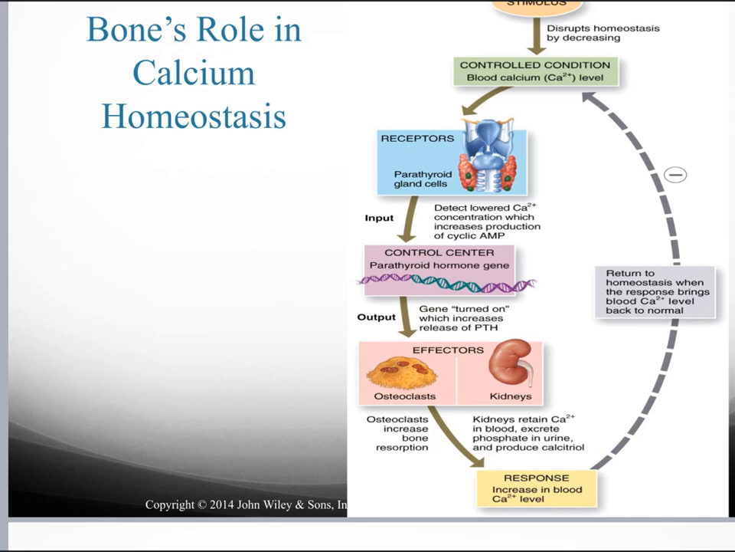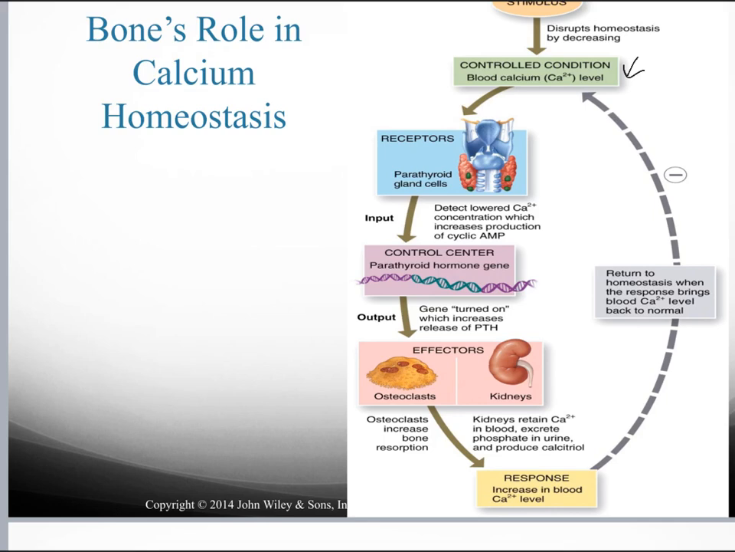Now we can put everything together and look at bone's role in calcium homeostasis. Again, we have a negative feedback loop where we have a stimulus. The stimulus is going to disrupt homeostasis by decreasing blood calcium levels. Now we're going to start getting into those hormones and glands that we talked about on the previous slide. When blood calcium decreases, we have a receptor. These are the parathyroid glands that are going to detect that lower calcium concentration, increase production of cyclic AMP, which will then increase the release of parathyroid hormone.